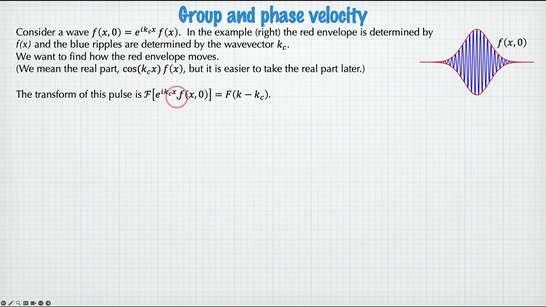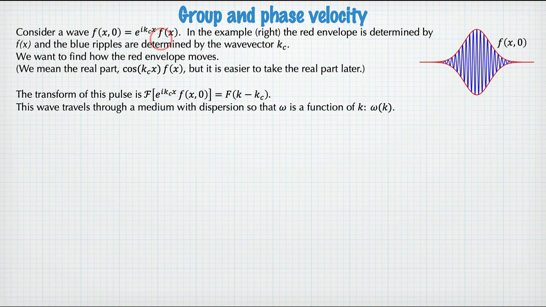Now, the Fourier transform of this function of x is going to be capital F of k, but I have this phase term out the front here, and we can use the shift theorem to write this as a shifted Fourier transform, shifted by the amount kc. So this is the Fourier transform of our pulse up here, our pulse with the carrier frequency in it.